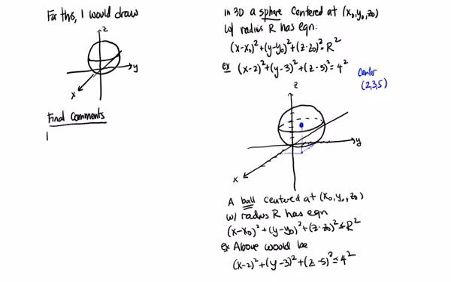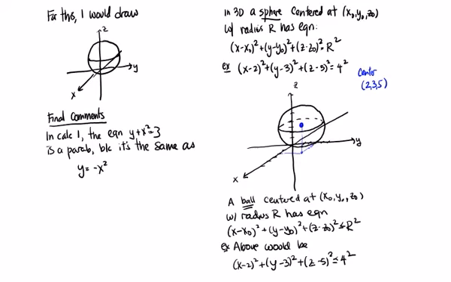So like in Calc 1, or even in pre-calc, I'll just say Calc 1 for now. The equation something like y plus x squared equals 3 is a parabola, because it's the same as y equals negative x squared plus 3. Like you rearrange it to make it familiar.